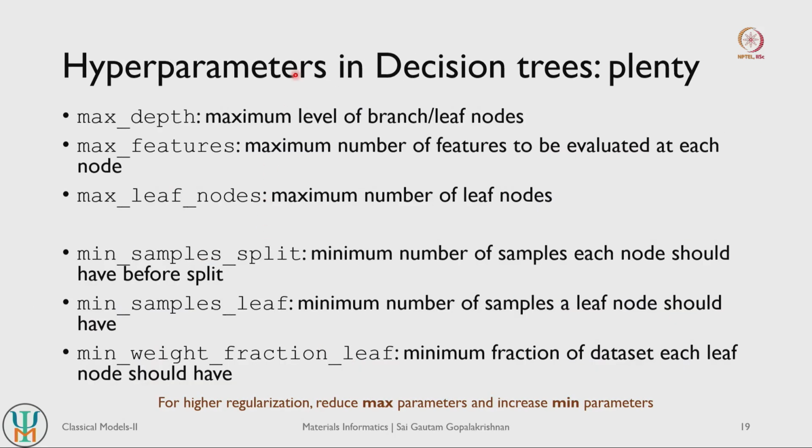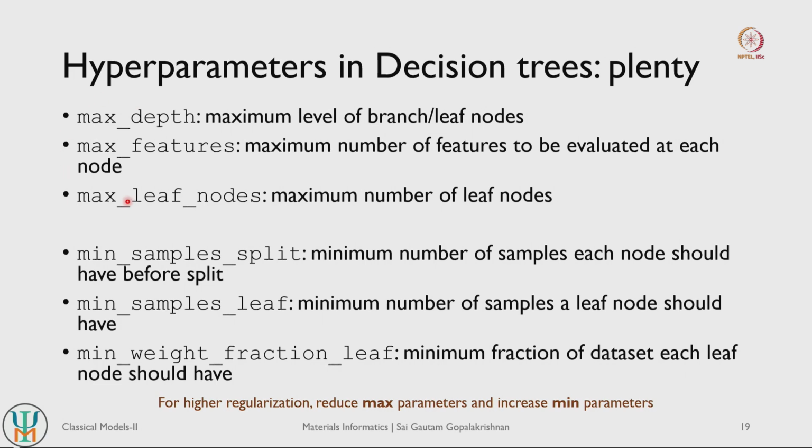Okay. So what kind of hyperparameters do you have in decision trees? It turns out that there are plenty of hyperparameters. The important thing to note is that there are a few hyperparameters which follow this max rule. They indicate: what is the max depth of your trees? How many branches or leaf nodes should you have? How many levels of branches or leaf nodes should you have? What is the maximum number of features that you should consider when you are making decisions at any given node? How many leaf nodes should you have?